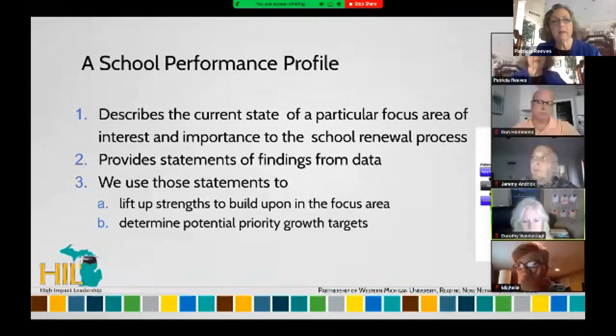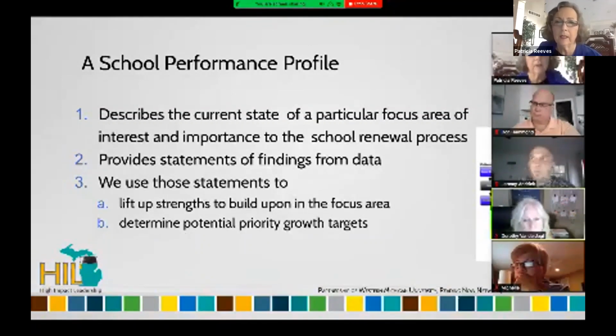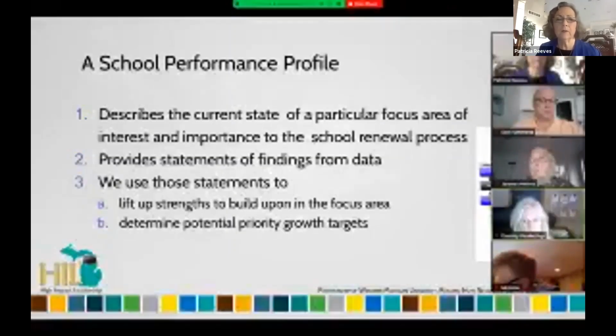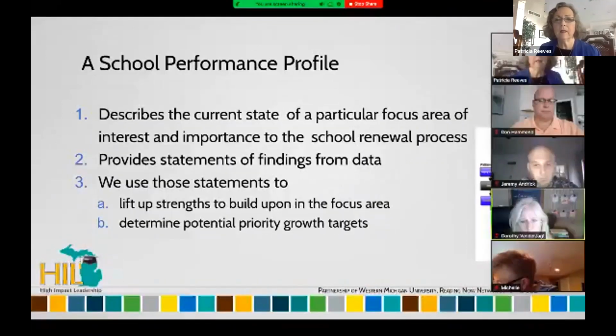Now, I know that we've had this conversation many times, but we also know that this is new behavior, a new way of thinking. And so it's really important for us to always go back and remember, what is it we're trying to do? We're trying to help the school develop authentic, reliable, actionable statements of their current state. So they understand their strengths, they can build upon their strengths moving forward, and they can see all of their growth edges and start setting some priority growth targets. That's what this work is all about.